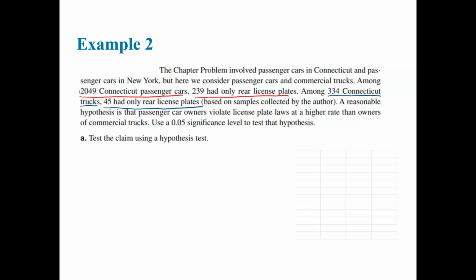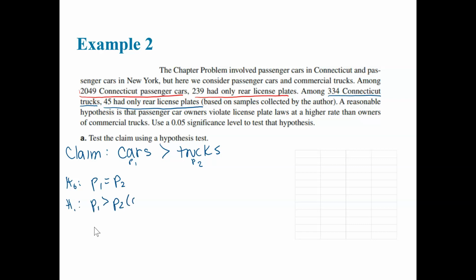A reasonable hypothesis is that passenger car owners violate license plate laws at a higher rate than owners of commercial trucks. So they're claiming that cars have more owners violate the license plate laws at a higher rate than trucks. So cars at a higher rate than trucks. So we'll make cars our P1 and P2. So our null is going to be P1 equals P2 always. That's not our claim. Our alternative hypothesis is our claim.